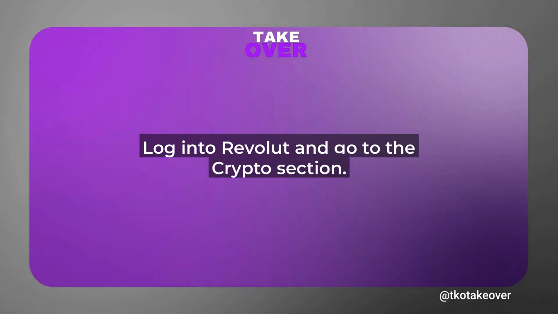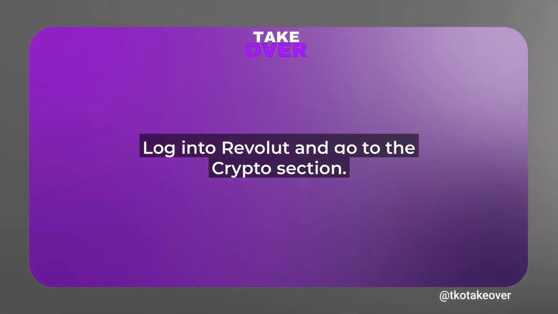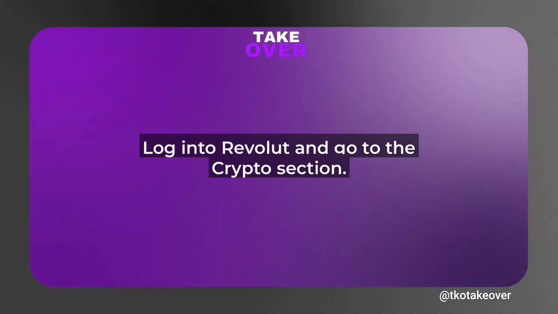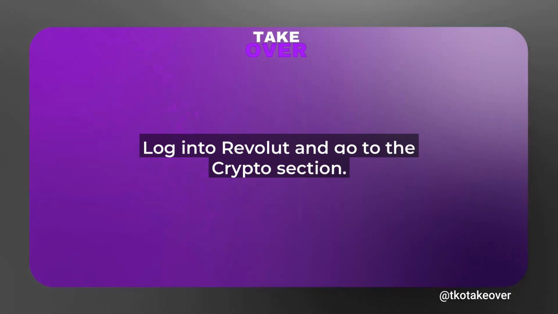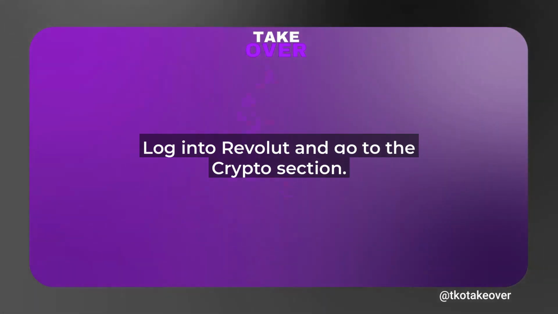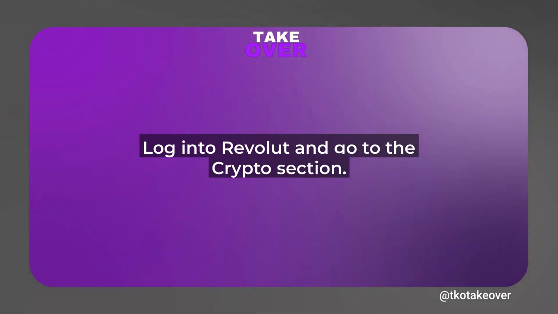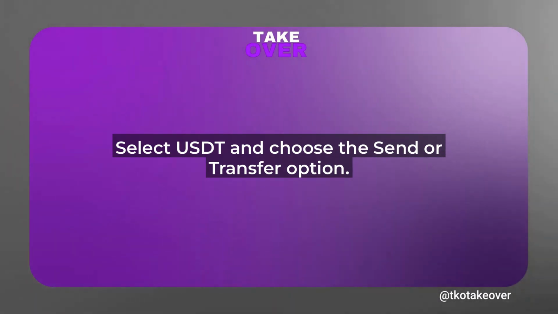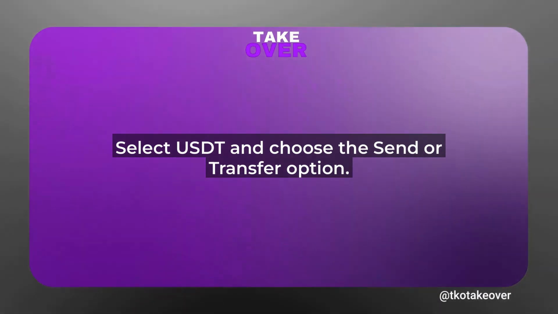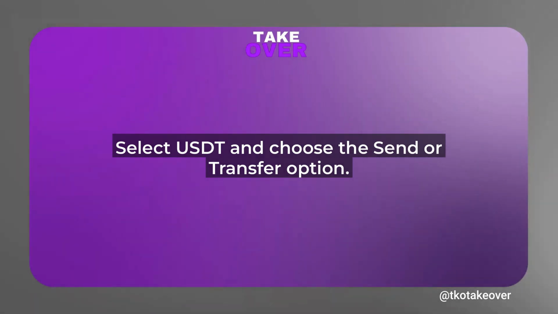Now, switch over to the Revolut app. Log in and head to the Crypto section. Locate your USDT holdings. If you don't have any, you might need to buy some first. Once you're on the USDT page, select the Send or Transfer option. This is where you'll paste the wallet address you copied from Trust Wallet. Double-check the address to avoid any errors, that's crucial.